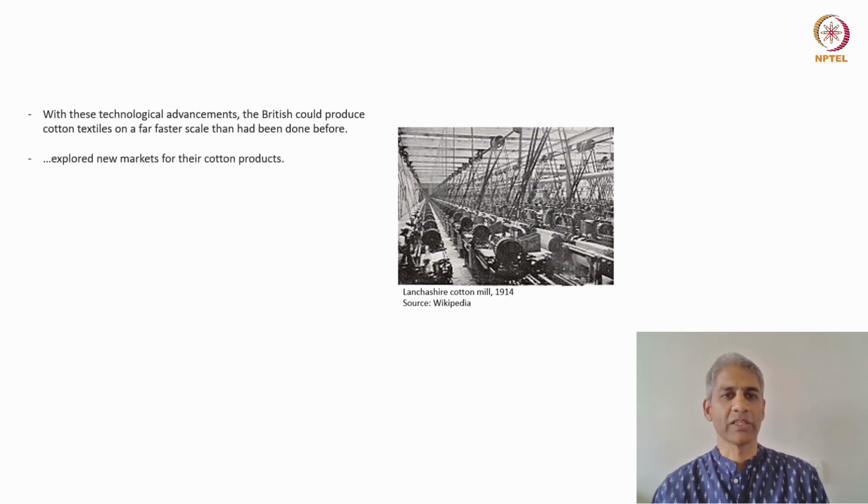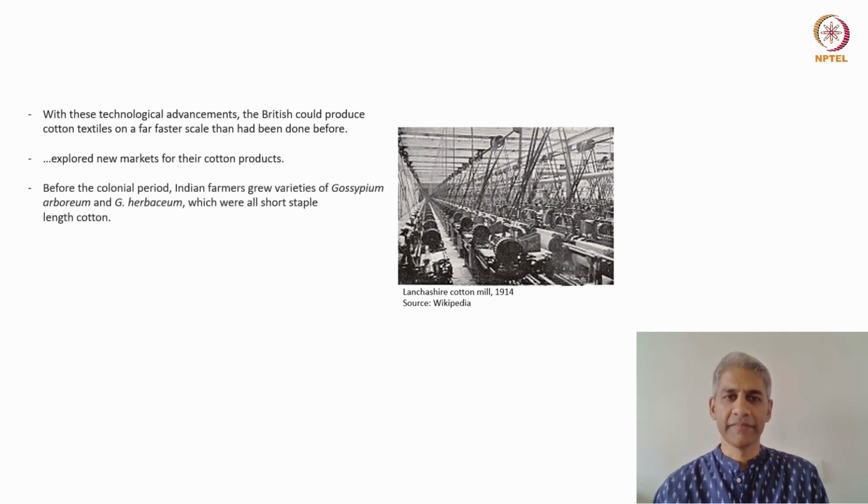So, of course, because they were producing a lot more cotton cloth, they needed to explore new markets for these products. So, they were looking at their colonies both in Asia, Africa, and of course in America. And Indian farmers grew mainly two species of cotton, which are Gossypium arboreum and Gossypium herbaceum. And these are all short staple length cotton, which means the length of the lint, which is extracted from the seed, is smaller.